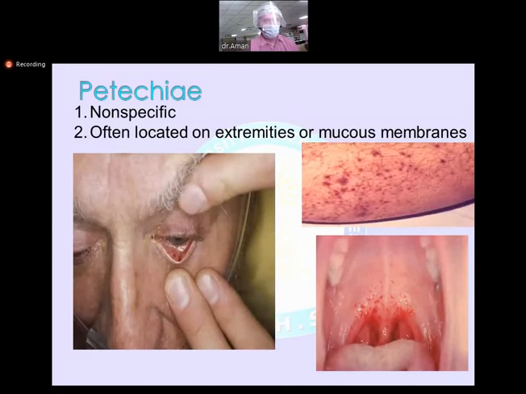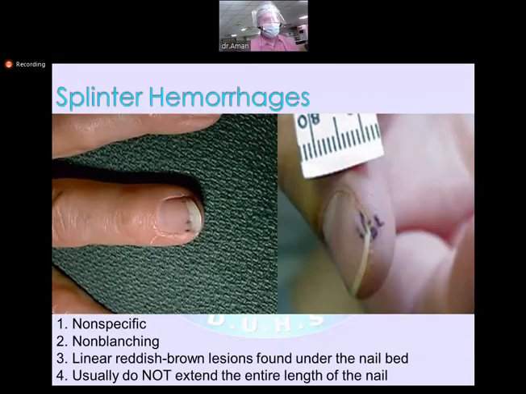These are the petechiae. You see the petechiae on the body and extremities, and in the oral cavity, if you ask the patient to open the mouth you see petechiae on the oral surface. And in the eyes, you check for petechiae in case of infective endocarditis. This is the splinter hemorrhage, at the nail beds and around the nails, and you look in this way in both hands. These are non-specific, non-blanching, linear, reddish-brown lesions found under the nail beds, usually not extending the entire length of the nail, but it is important to look at the nail beds on both sides. These are the splinter hemorrhages.